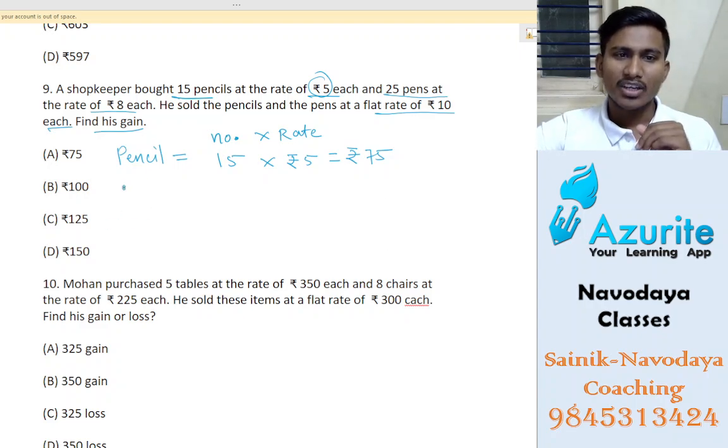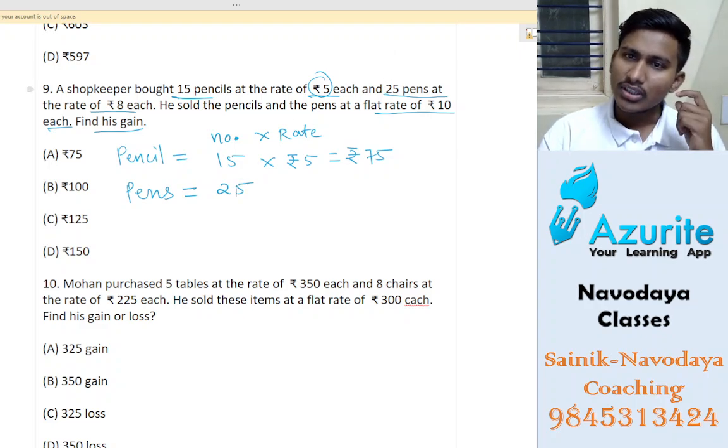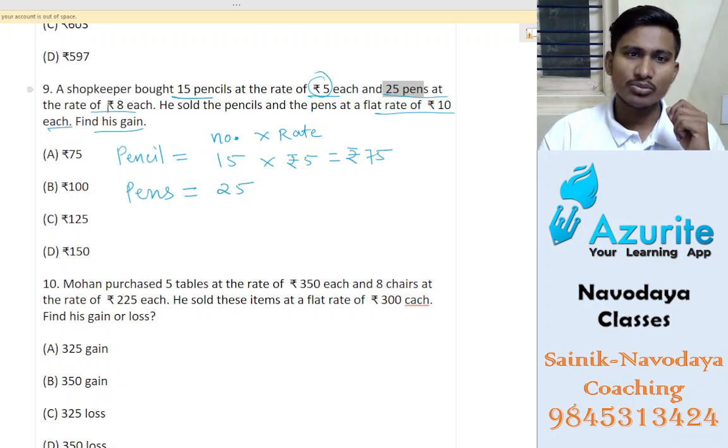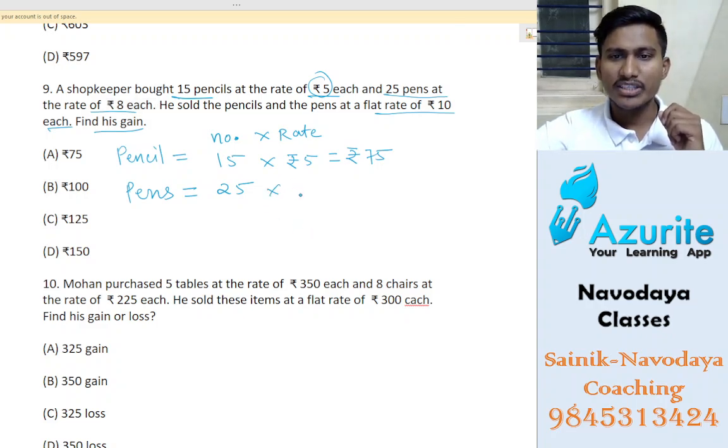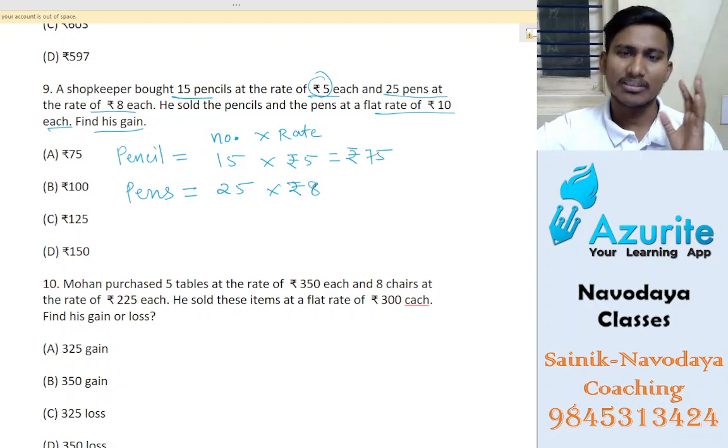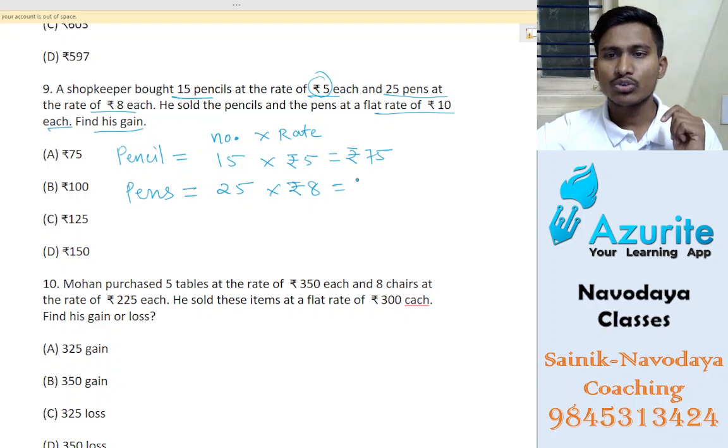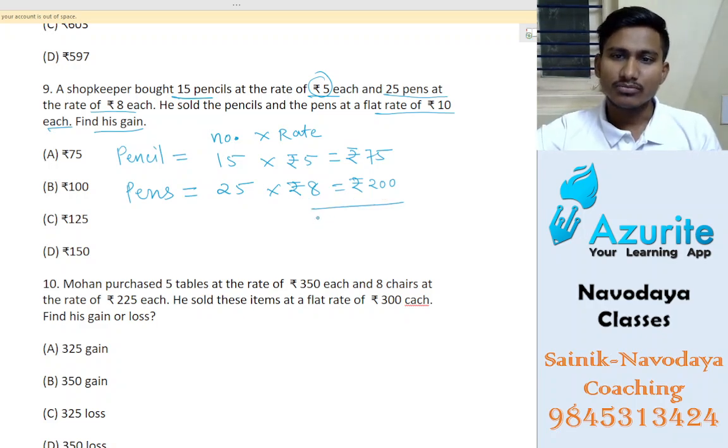Now pens. How many pens did he get? Sir, 6 and 7 is not there? No, 25 pens. He took 25 pens at how much rupees rate? One is how much? 8 rupees. One is 8 rupees. So to find the total, you will multiply. So 25 8s is how much? 200 rupees. So the total cost price is 275 rupees.